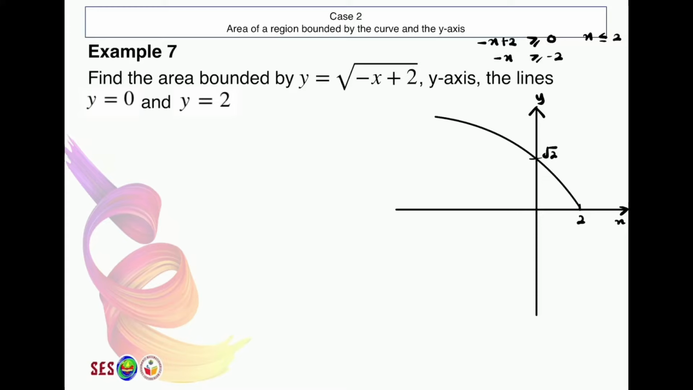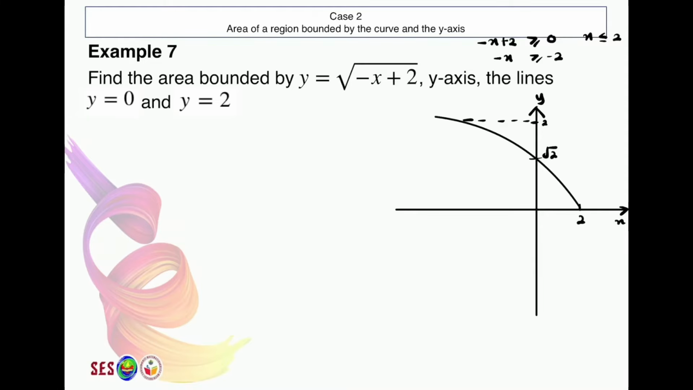Okay, so now the question tells us that the boundaries will be the y-axis and the lines y equals 0, so this will be the x-axis, and y equals 2. So y equals 2 will be somewhere here. Okay. So now the question asks us to find the area bounded by the curve, the y-axis, and the lines y equals 0 and y equals 2. So what I'm going to do now is highlight the boundaries so we can easily identify the area bounded by the curve and also the other boundaries.